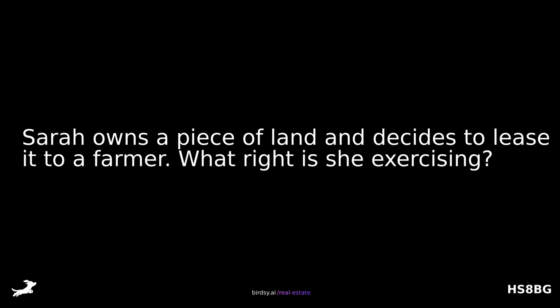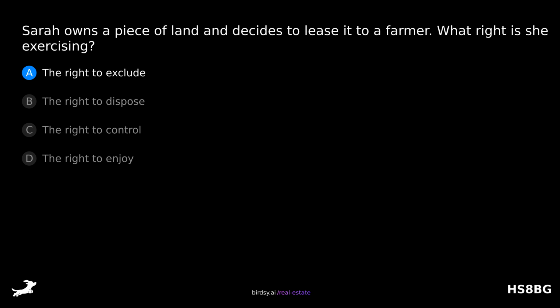Sarah owns a piece of land and decides to lease it to a farmer. What right is she exercising? Is it A, the right to exclude, B, the right to dispose, C, the right to control, or D, the right to enjoy? The answer is C, the right to control.